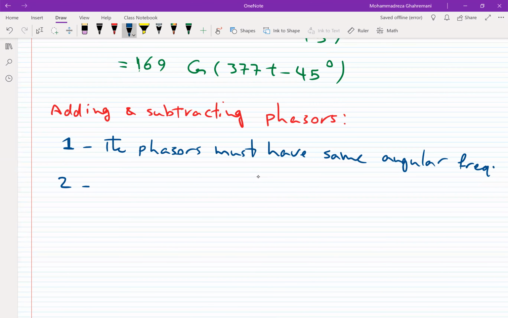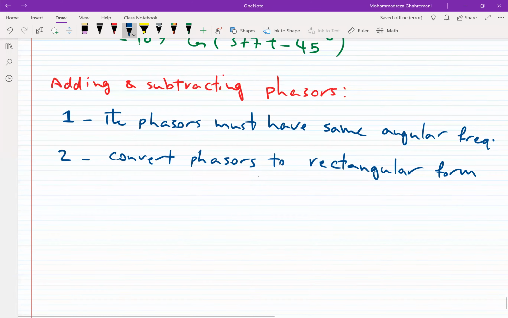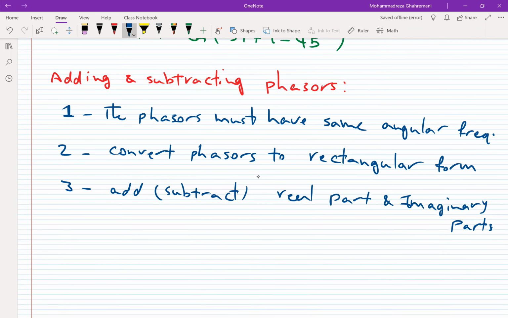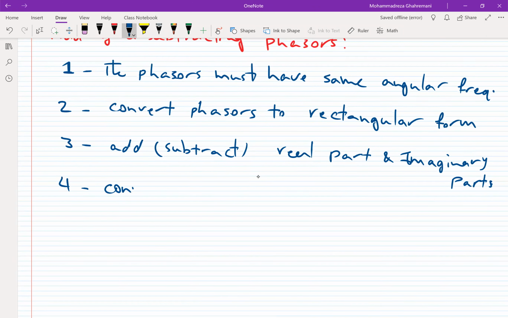If they do, then 2, convert phasors to rectangular form. 3, add or subtract the real parts and imaginary parts. And 4, convert it back to polar form.